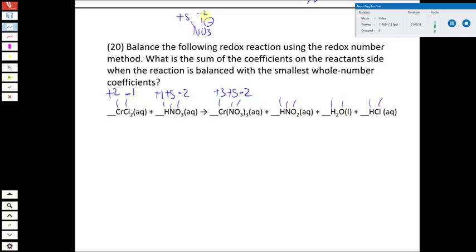And remember that the oxidation number cannot be greater than the group number. Nitrogen is group 5, so it's not going to go higher than 5.